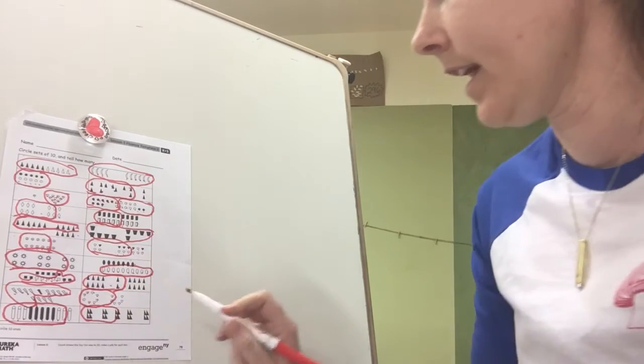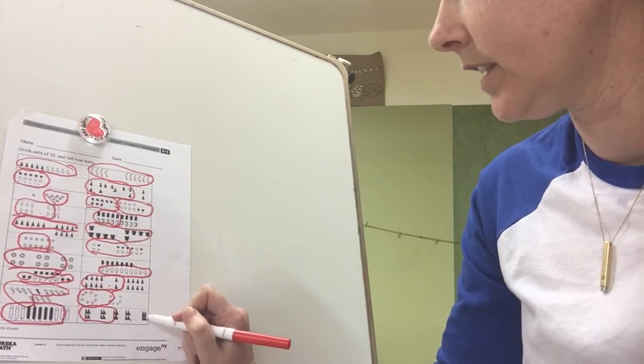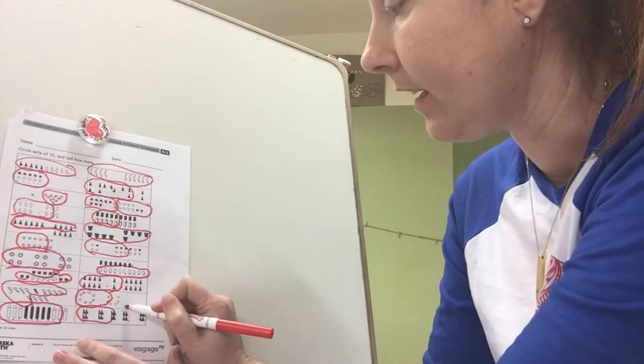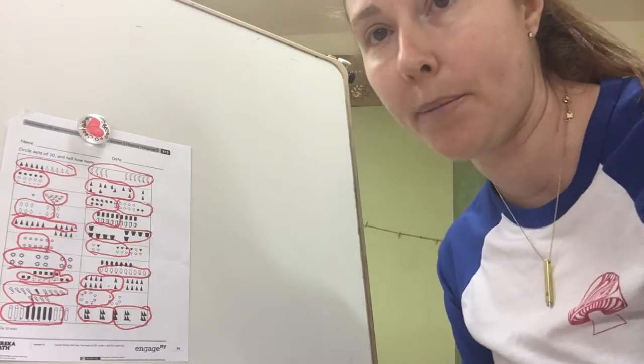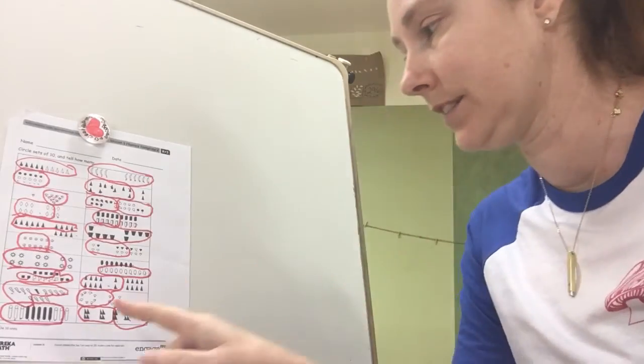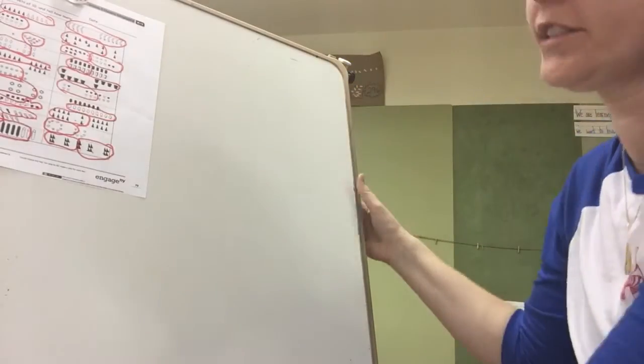And 2 is 10. Oh, look at that. 1, 2, 3, 4, 5, 6, 7, 8, 9, 10. 2 10s. So the bottom one is another example of 2 10s. 10, 20. Okay, so awesome job.